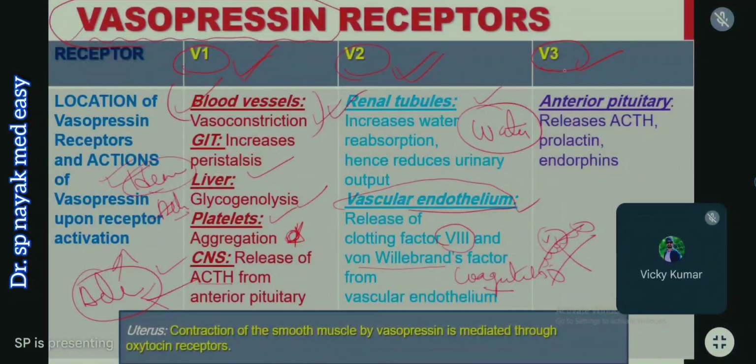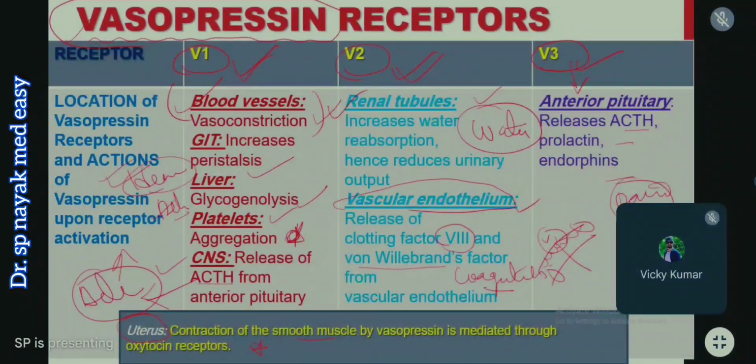And the V3 receptor is present on the anterior pituitary and it will help in releasing ACTH, prolactin and endorphins. Endorphins will reduce pain. And vasopressin also acts on the uterus. On the uterus, it causes contraction of smooth muscles, by increasing oxytocin receptors. So this is an important point you have to remember.